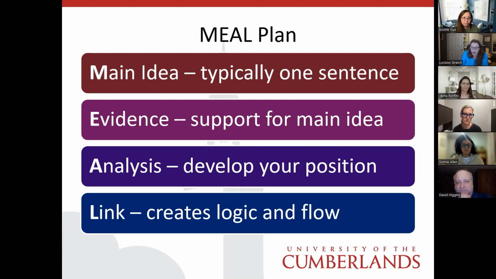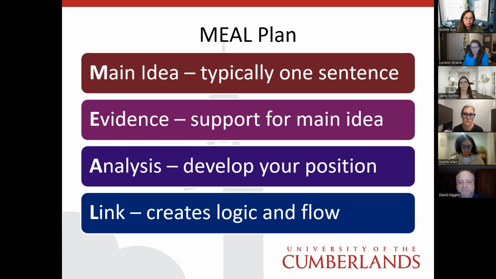So for every paragraph, I'm going to have at least one sentence that's going to clearly articulate what the main idea of that paragraph is. Then I'm going to provide some evidence to support that main idea, which means I'll have citations, ideally serial citations that are thematic. Analysis, I'm going to support my position about this particular topic. And then I'm going to link to the next idea.